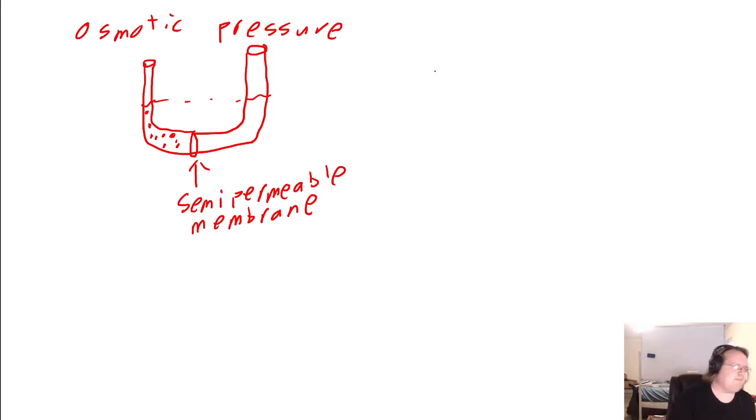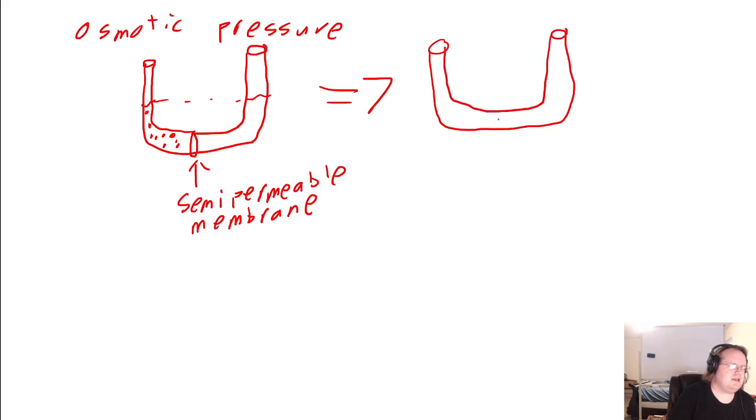But since that can't happen, what instead happens, we're going to try to draw it again. I am not very good at these, but that's okay. This water level will rise, and this one will fall, effectively lowering the concentration of the solute.